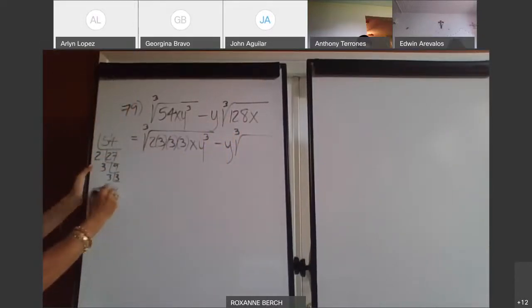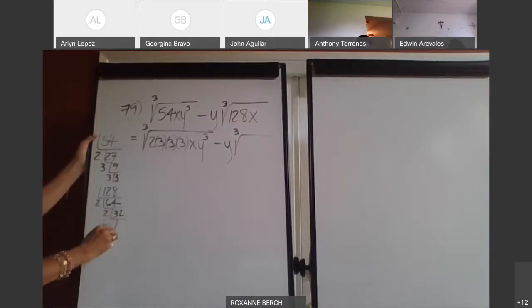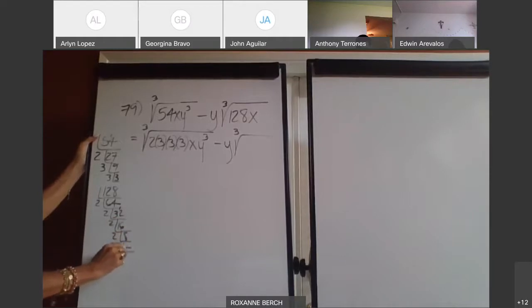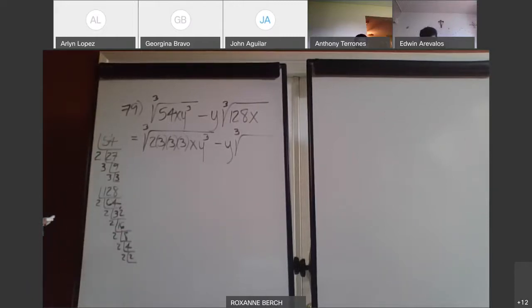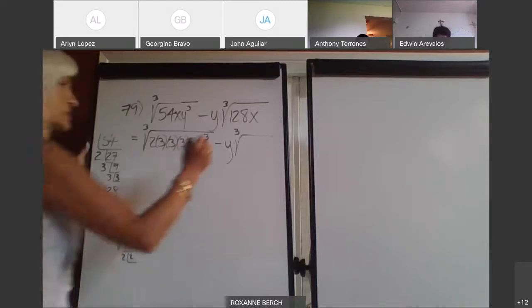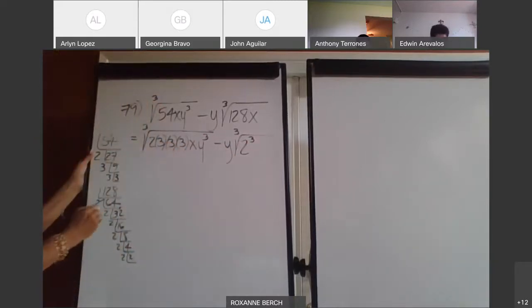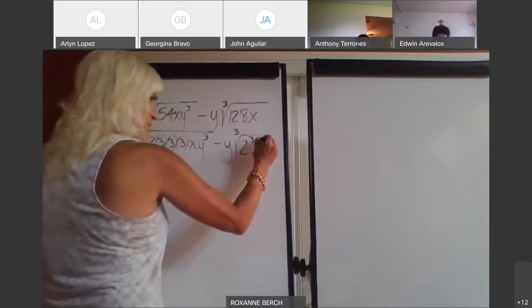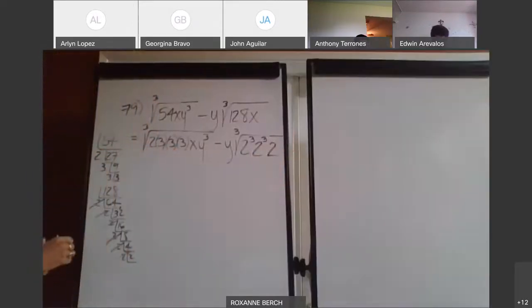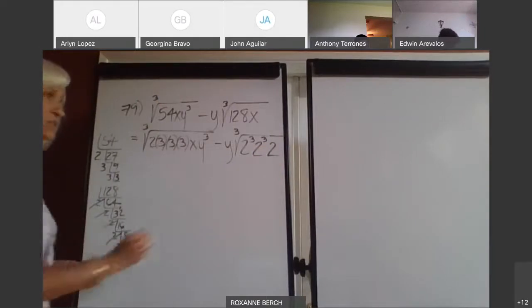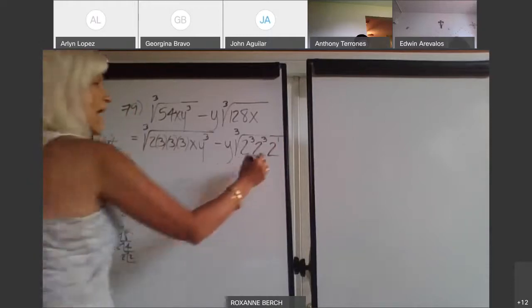Prime factorization on 128. Take out a 2. 2 times what is 12? 6. 2 times what is 8? Take out another 2, and another, and another. There's lots of 2s. Instead of writing all these 2s out, I'm going to put them in powers of 3. There's 3 2s, there's another set of 3, with 1 left over. So there were 7 twos. And then you have an x.